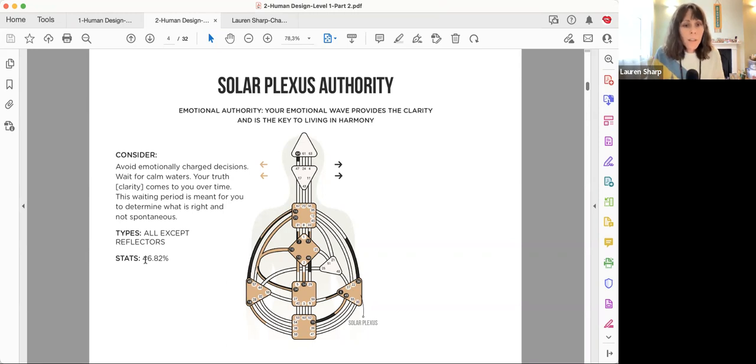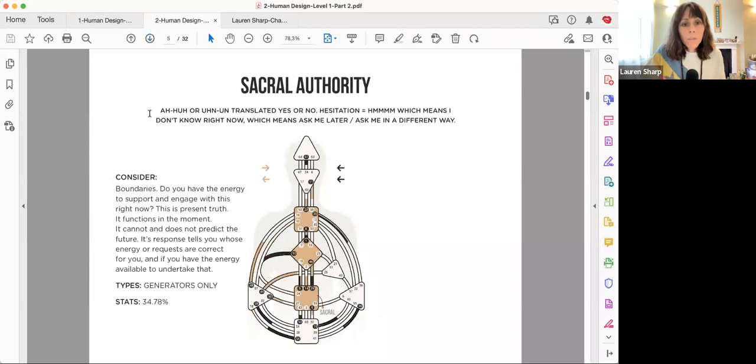I just checked, and they're changing all the time in terms of percentages, but the solar plexus has 46.82% of the population who need to make a decision from what feels right for them. If we move over to sacral, it's the gut. So it's a sacral response.